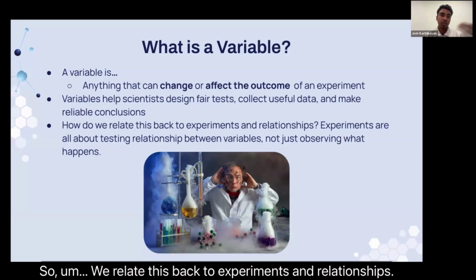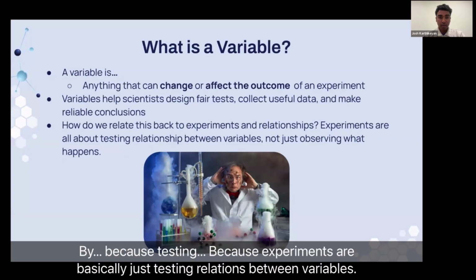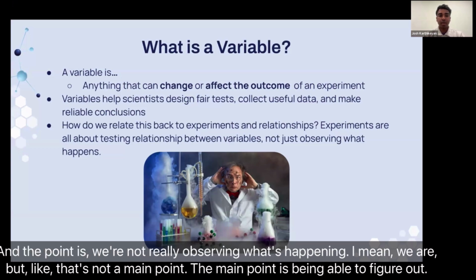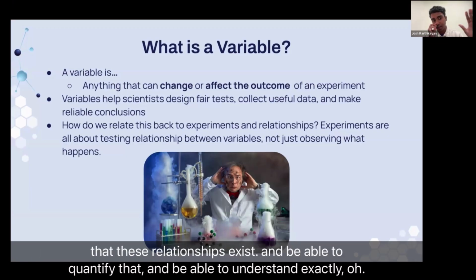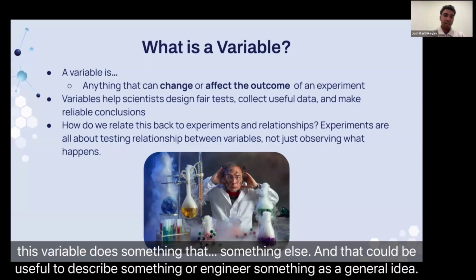We relate this back to experiments and relationships because experiments are basically just testing relationships between variables. And the point is we're not really observing what's happening. I mean we are, but that's not the main point. The main point is being able to figure out that these relationships exist, quantify them, and understand exactly, oh, this variable does something to another. And that could be useful to describe something or engineer something. That's the general idea.